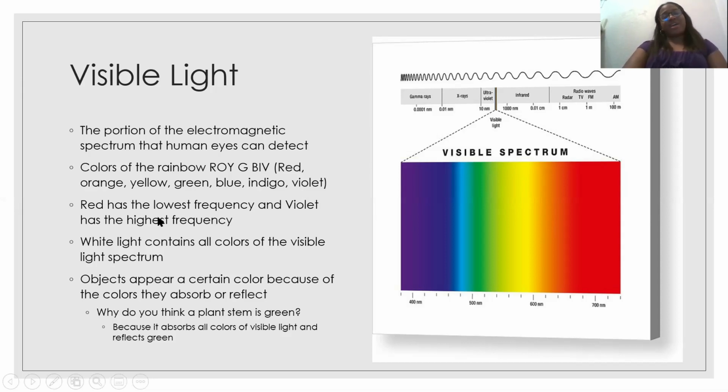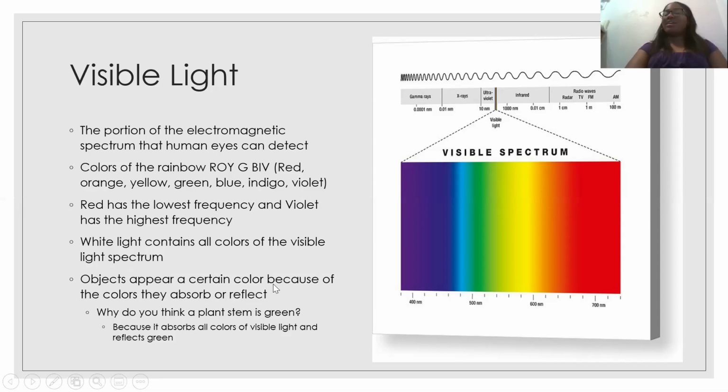Looking at the spectrum, red has the lowest frequency. You can see that here. It's on this end over here, lower frequency, and violet has the higher frequency. So higher frequency, shorter wavelength, lower frequency, longer wavelength.